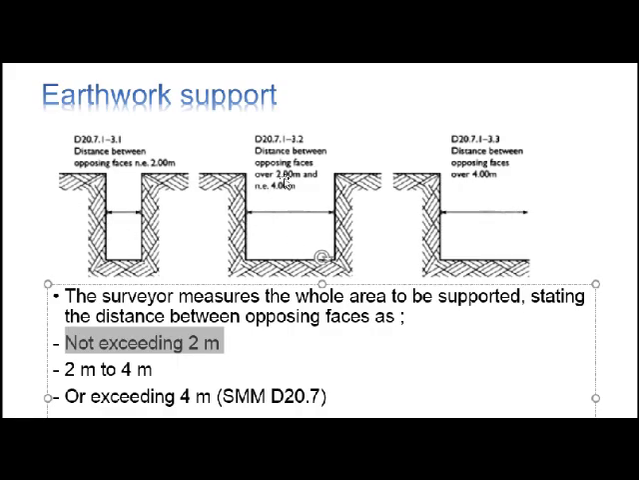But if you have something that has more than 2 meter but not exceeding 4 meter, you should choose this kind of description. It still depends on your drawing and specification that was given to you for the measurement to take place. But if you have something that has more than 4 meter, you just choose exceeding 4 meter. So you can refer to this code, try to check your SMM.